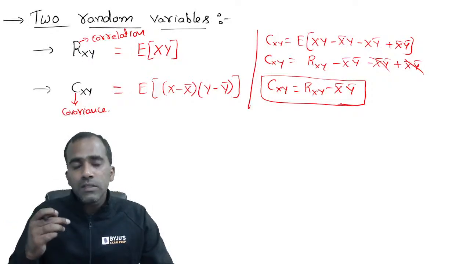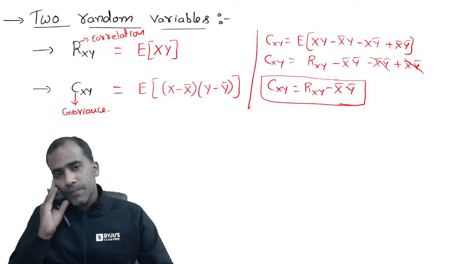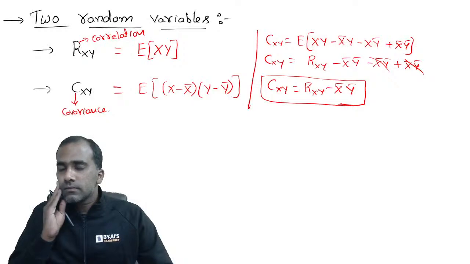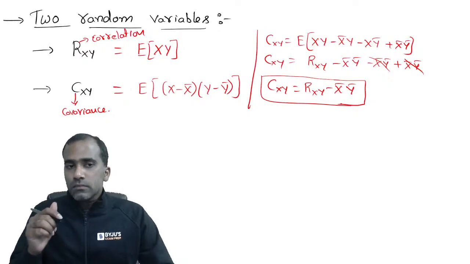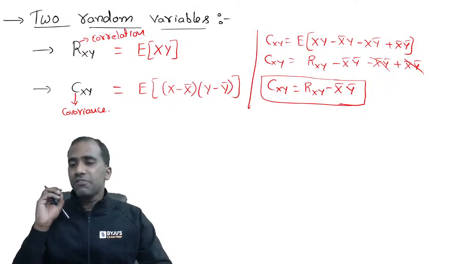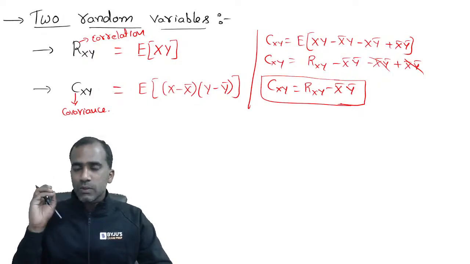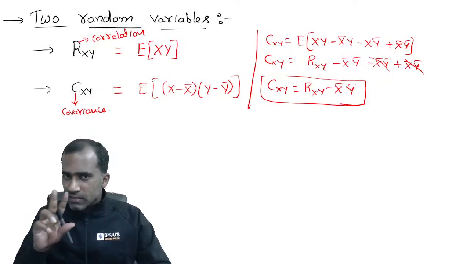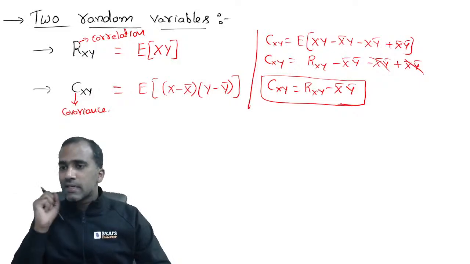Difference between both. Okay, so both are giving some kind of relation. rxy and cxy both are giving some kind of relation. They are trying to establish how similar x and y are.